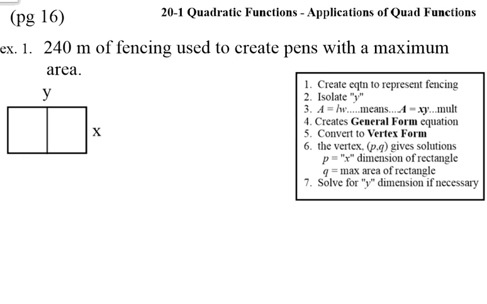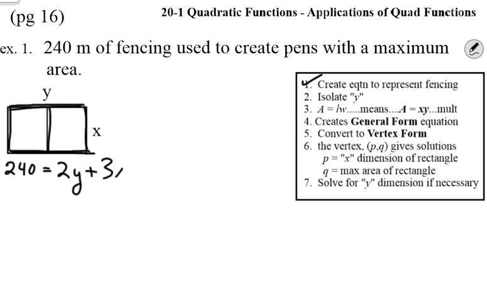The first thing is we want to create an equation to represent the fencing. We know we have 240 meters of fencing, and that fencing is made up of 2 lengths that are Y long, so 2 Y lengths, along with these 3 X lengths of fencing. So there's our first step: 240 meters of fencing is based on 2 Y lengths along with 3 X lengths for this case.